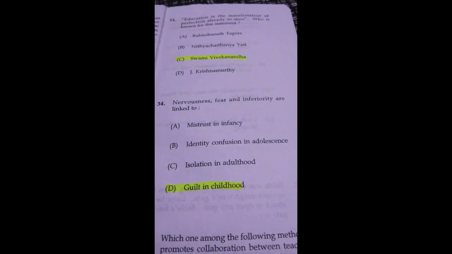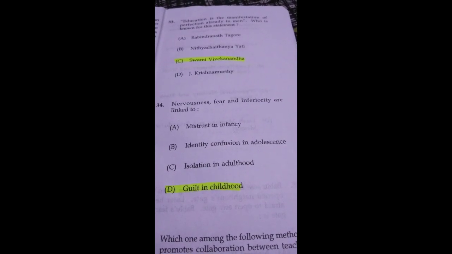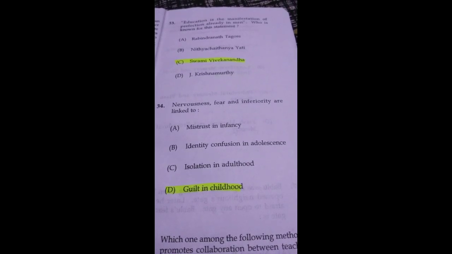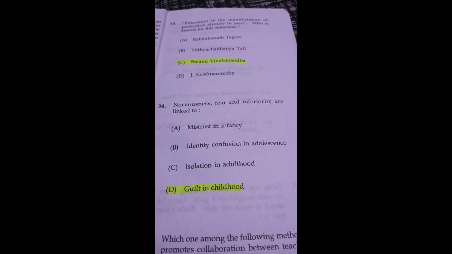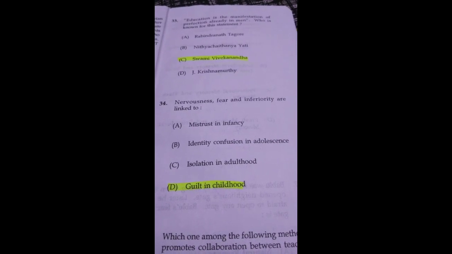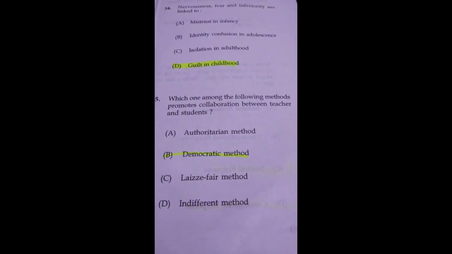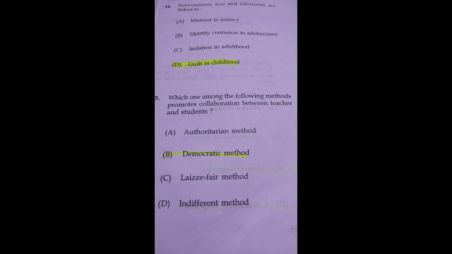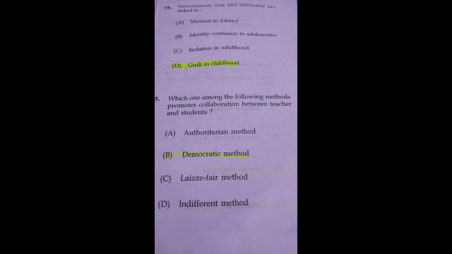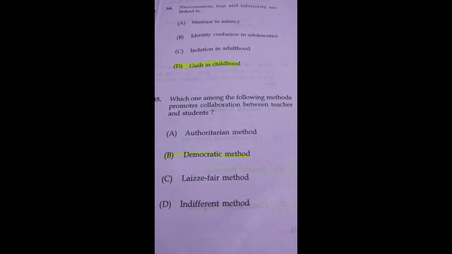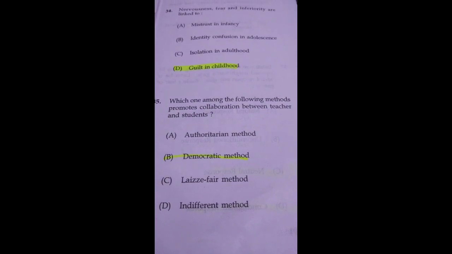Nervousness, fear, and inferiority are linked to mistrust in infancy, identity confusion in adolescence, isolation in adulthood, guilt in childhood. Answer is guilt in childhood. Which one among the following methods promotes collaboration between teachers and students? Authoritarian method, democratic method, laissez-faire method, indifferent method. Answer, democratic method.